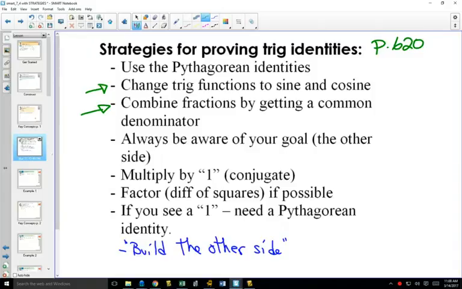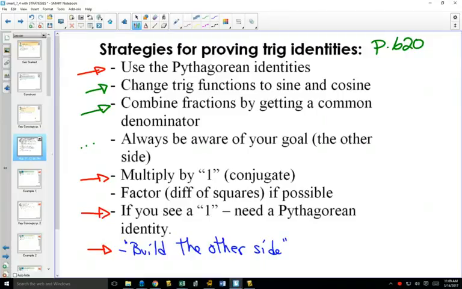We've talked a little bit about this when we did that one where we had tan on one side and cotangent on the other. So being aware of the other side, saying, hey, I can change both sides to tangent, maybe that will help me solve this, is a strategy that's important. Always be aware of what your goal is on the other side of that line. Okay? Ones that we haven't seen a lot of yet are the Pythagorean identities, and we're going to learn those this morning. We haven't seen multiplying by the conjugate or build the other side. And with the Pythagorean identities, what to do when you see a 1.